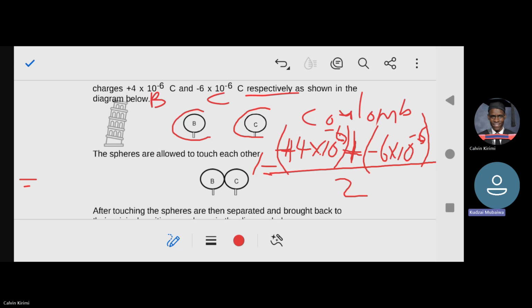Is it +4 or -4? Yes, positive. But +4, you just know it's 4. On a calculator, there's no need to put positive. On paper you'll write +4, but on the calculator you just say 4. So it's 4 times 10 to the power -6. Then positive times negative is negative, but you can use the calculator. It will just solve for you.